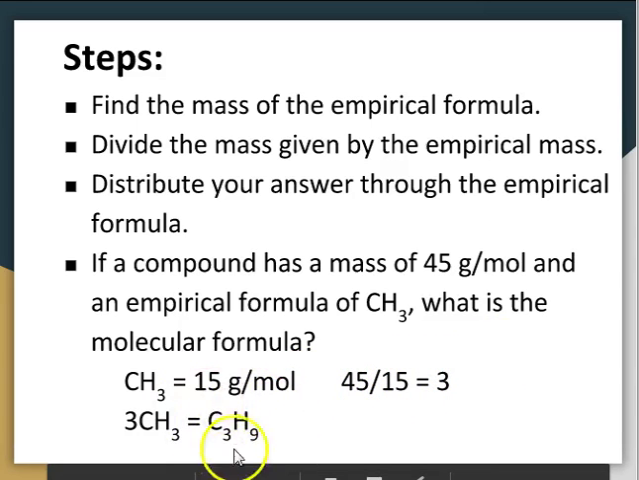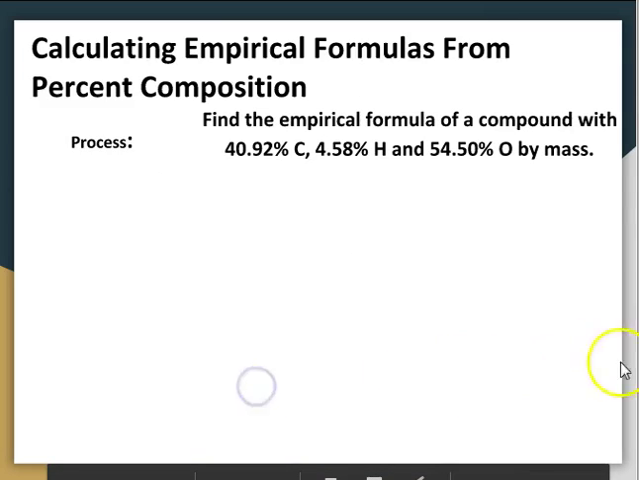So this is the molecular formula. This tells us how many atoms are actually in the molecule, right? The physical molecule that we're talking about. The empirical formula gives you the ratio of elements. How many carbons are there in relation to how many hydrogens there are?